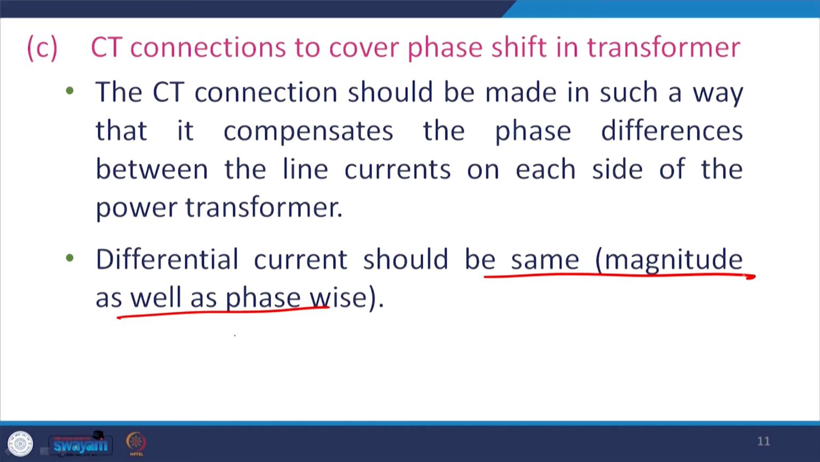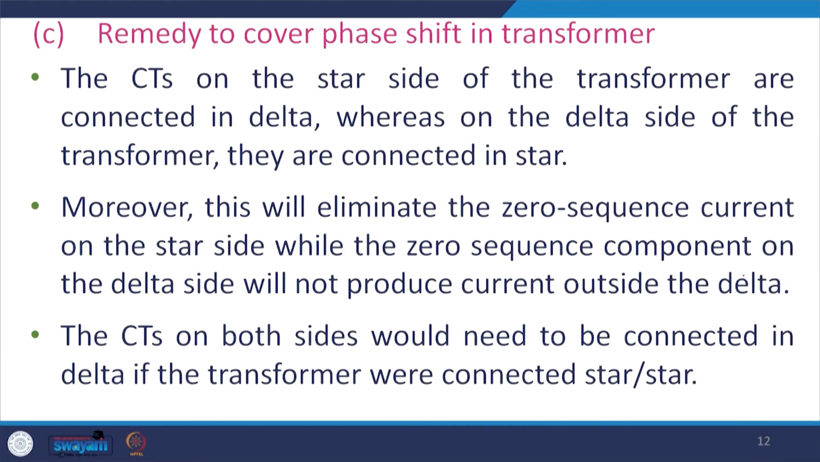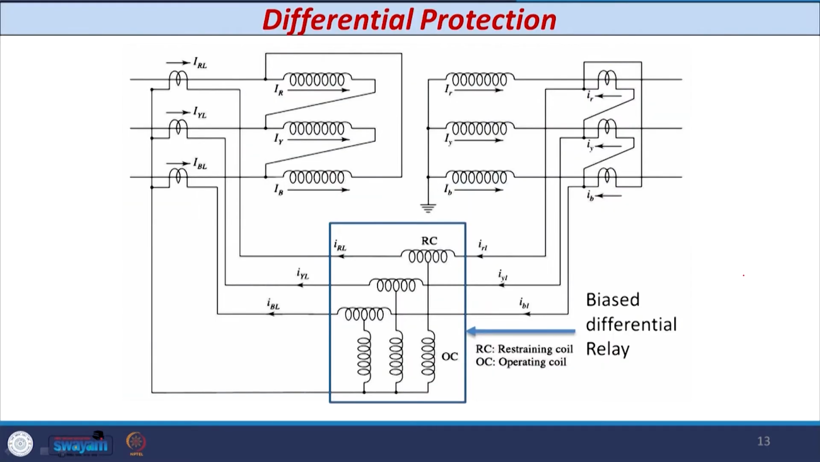So we need to make some arrangement to compensate this inherent phase shift that exists in the delta star transformer, depending upon the vector group used, either dy1 or dy11. So how do we avoid this? To avoid this, consider this is your delta connected winding and this is star. This is again the dy1, delta star 1 connection.